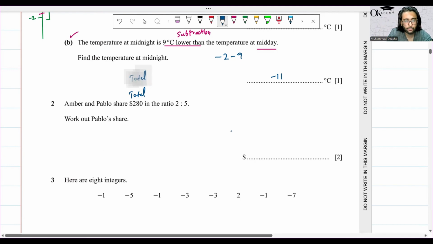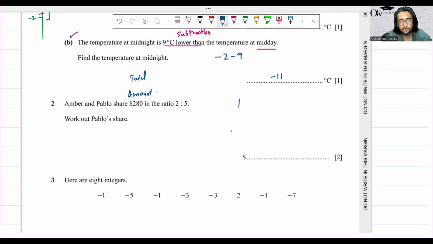Right? This is the total amount. Okay. How many total shares are there? For example, if we were to divide it in 7 shares, right? Try to count 1, 2, 3, 4, 5, 6, 7. Let's say we have 7 shares altogether.